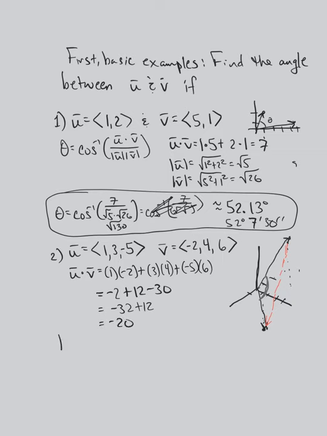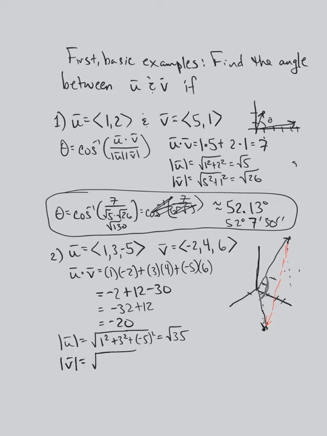Okay, now we still need the length. So now we do the length of u. That's going to be the square root of 1 squared plus 3 squared plus -5 squared. I believe that's the square root of 35, right? We have 1 plus 9 is 10 plus 25. Yeah, it's 35. And then we do the length of v.